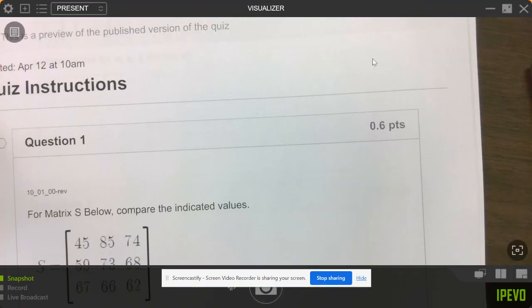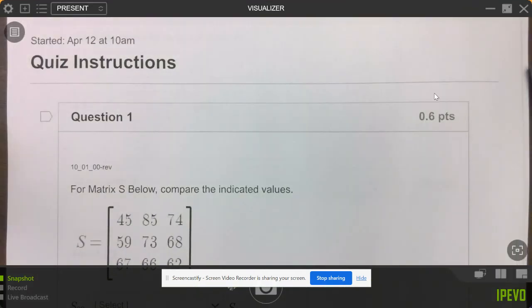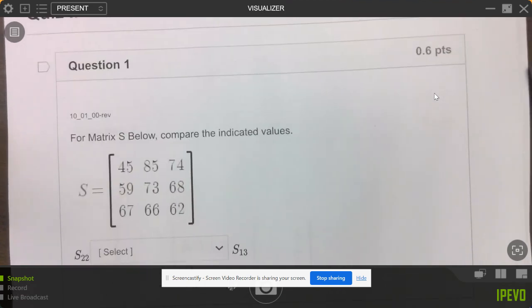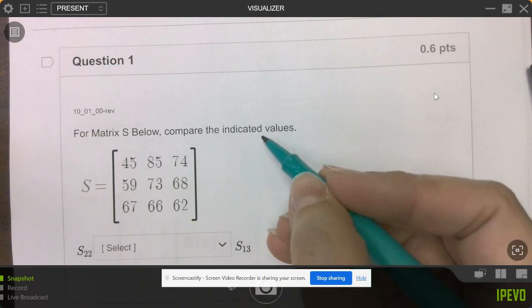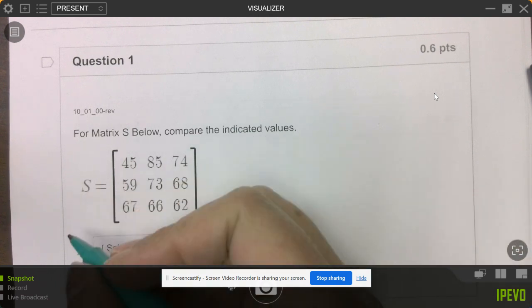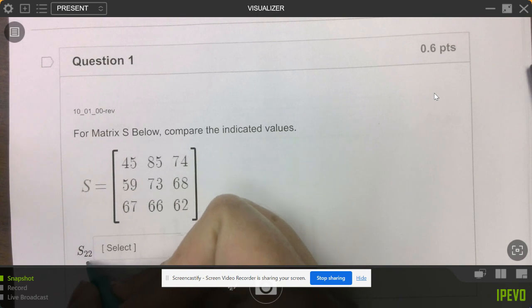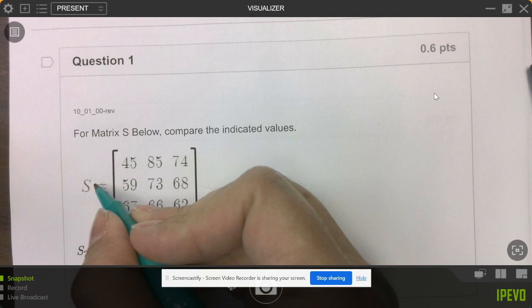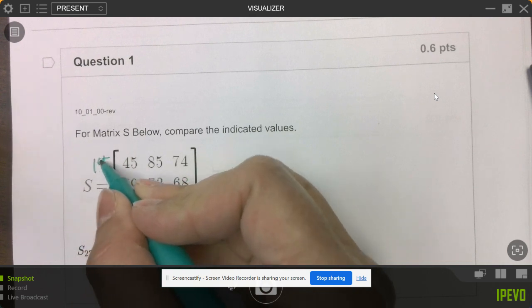Good morning. So we're going to do the matrices quiz review for this one. For matrix, this one says compare the indicated values below. So if it's S22, everybody, that means it's going to be the row and column. Okay. So second row. Remember these are rows.